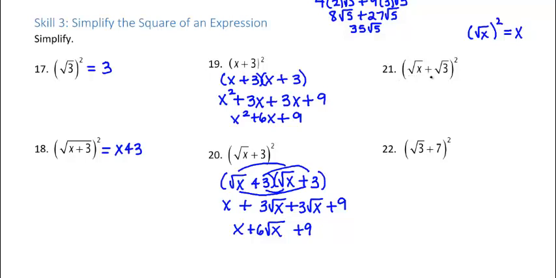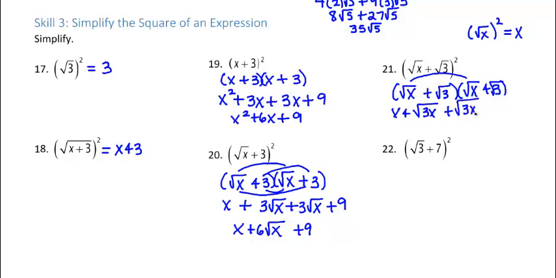The square root of x plus the square root of 3 squared, very similarly, we repeat that base, square root of x plus square root of 3, and multiply it by itself. So square root of x times square root of x is just x. Square root of x times the square root of 3 is the square root of 3x, plus square root of 3 times the square root of x is the square root of 3x, plus square root of 3 times the square root of 3 is just 3.